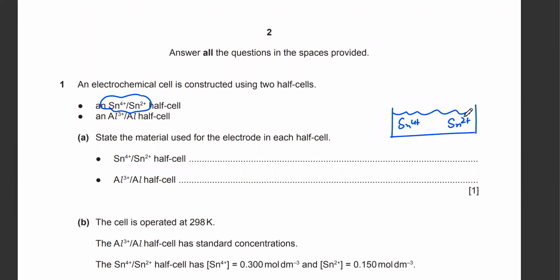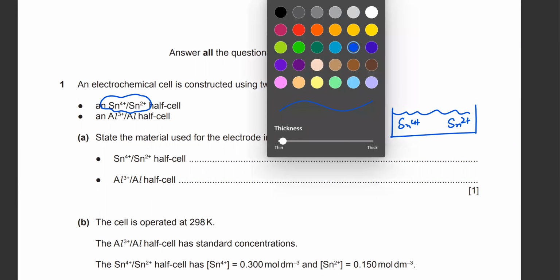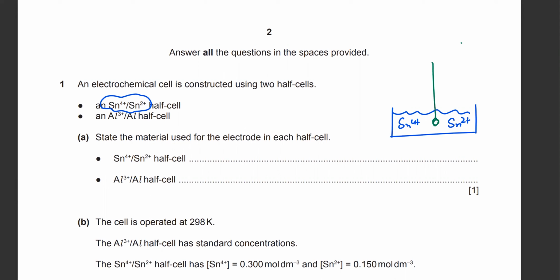And once they're part of the solution, if Sn4+ likes to gain electrons or Sn2+ likes to lose electrons, we need to give it a source of electrons. So you add a platinum catalyst, and that platinum catalyst acts as the electrode. For example, Sn4+ starts to gain electrons and starts forming Sn2+. Then the platinum would become electron deficient. It would become positively charged because all the electrons are being gained by Sn4+.